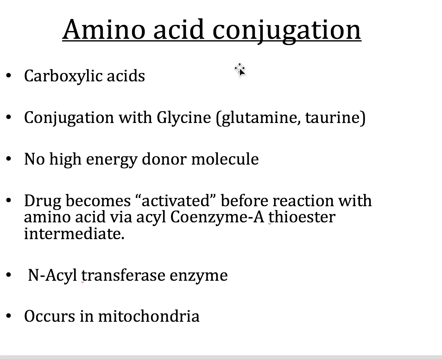Now, amino acid conjugation is also very important in the sense that carboxylic acids are mainly targeted. There are three main types of amino acids that can usually be added: glycine, taurine, and glutamine. You don't need any donor molecules because you're simply adding these amino acids that are already present. But you need an enzyme, N-acetyltransferase, and this whole process usually occurs in the mitochondria. So the mitochondria is also involved.